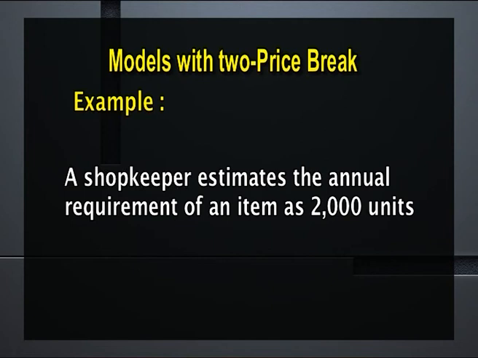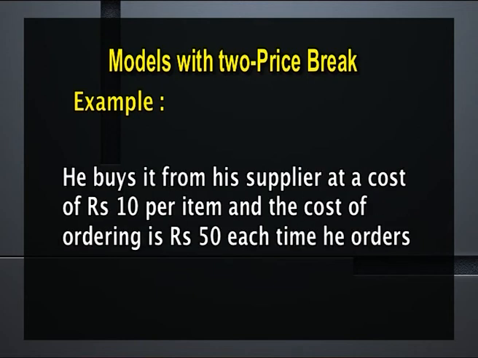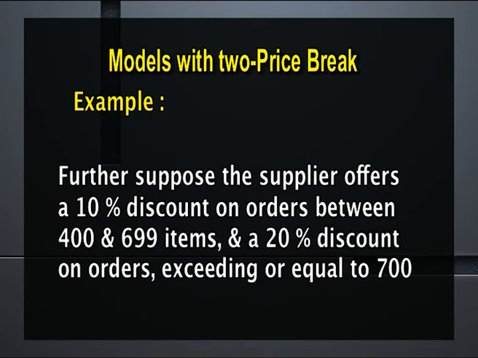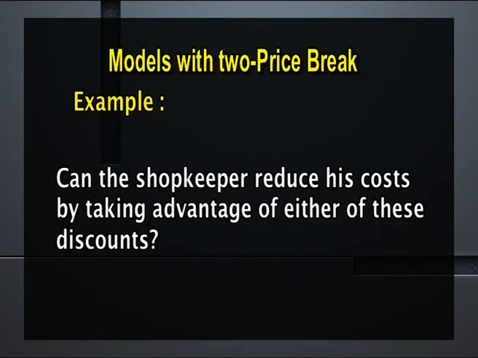A shopkeeper estimates the annual requirement of an item as 2000 units. He buys it from his supplier at a cost of rupees 10 per item, and the cost of ordering is rupees 50 each time he orders. If the stock holding costs are 25% per year of stock value, how frequently should he replenish stocks? Further, suppose the supplier offers a 10% discount on orders between 400 and 699 items and a 20% discount on orders exceeding or equal to 700. Can the shopkeeper reduce his cost by taking advantage of either of these discounts?